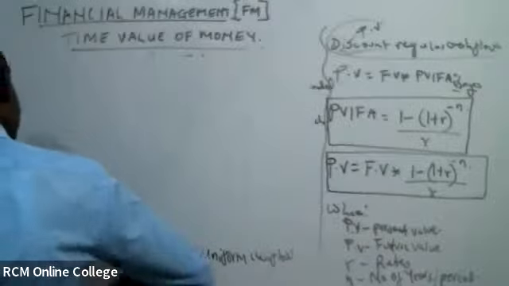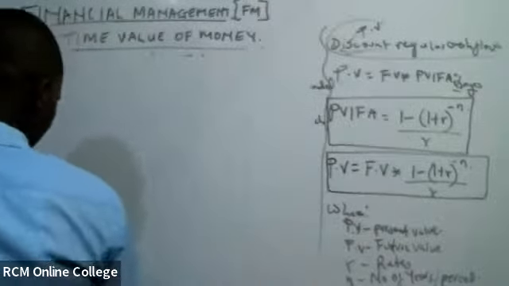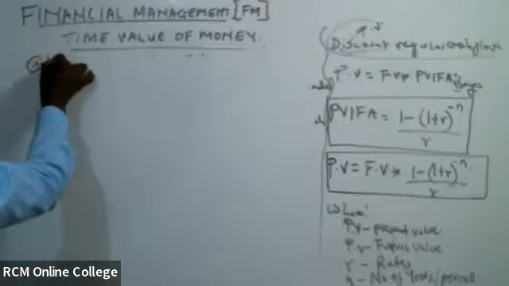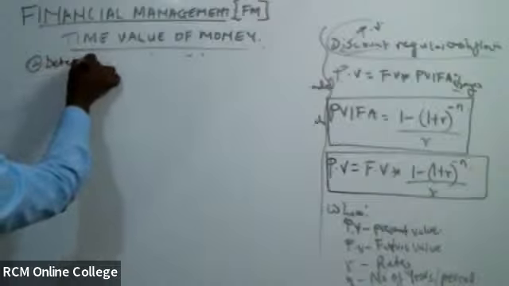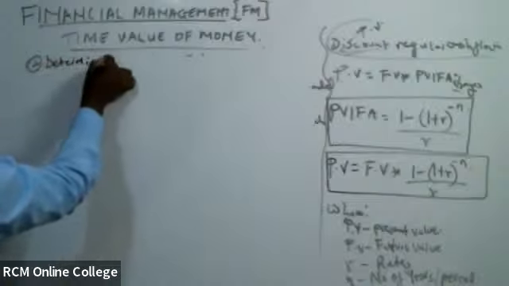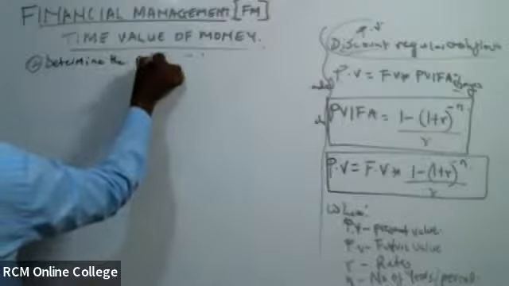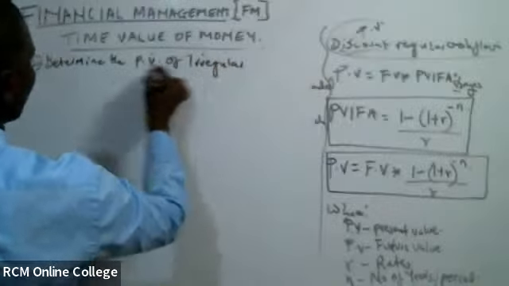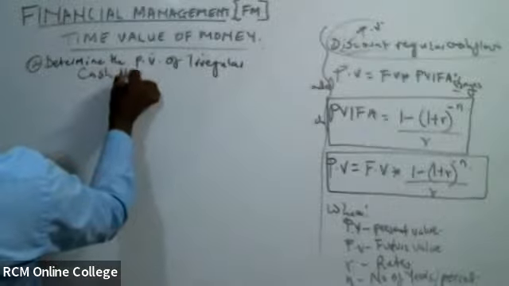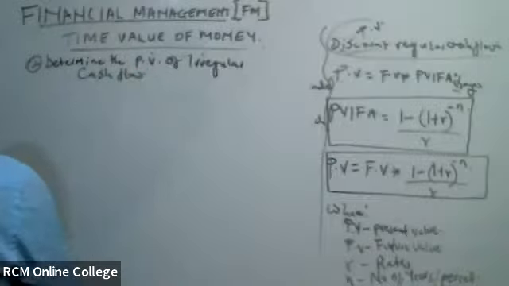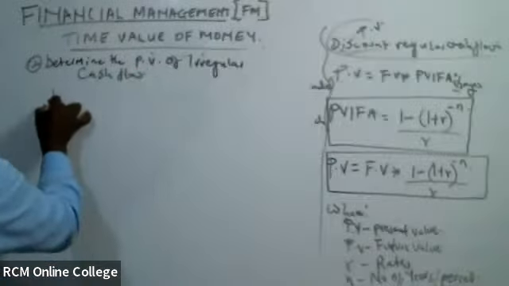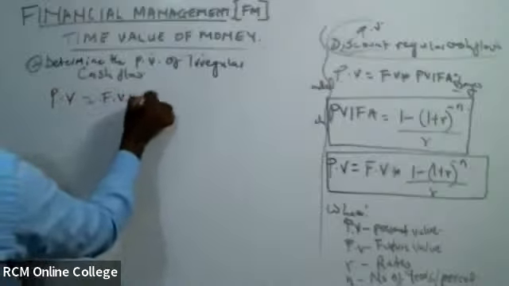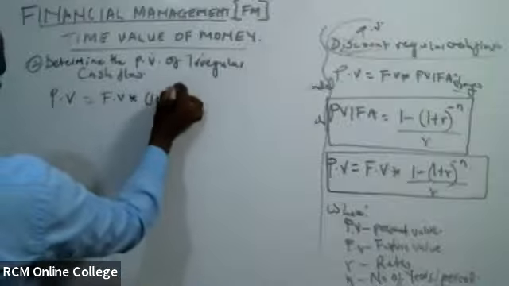The formula of getting the present value of irregular cash flow. To determine the present value of irregular cash flow, here's the formula. Present value of irregular cash flow will be given by the future value times 1 plus R raised to -n.